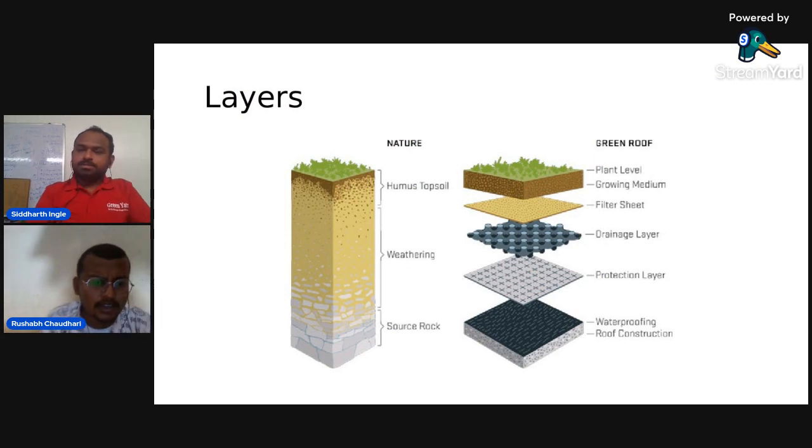So how is this green roof made? Let's compare it with nature. In nature, there is a source rock. This rock, after weathering, due to wind, water, thunderstorm, becomes granular, and then the topsoil, with biological activity, with many insects and earthworms, becomes rich in organic matter. This becomes a beautiful substratum for vegetation. So how can we replicate this model? We have to replicate this model on our green roofs. How can we do it?